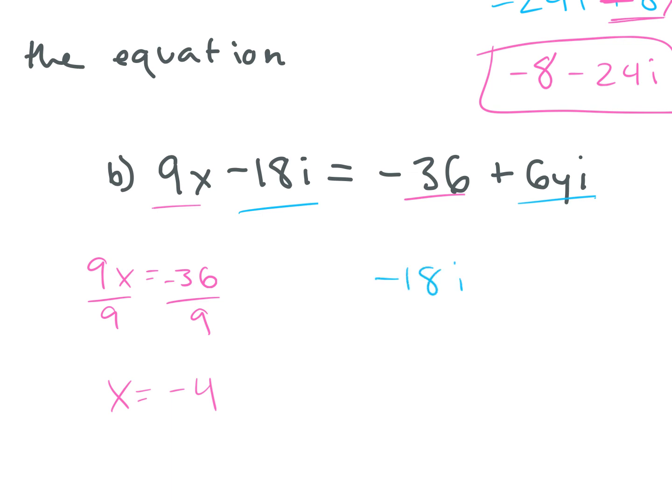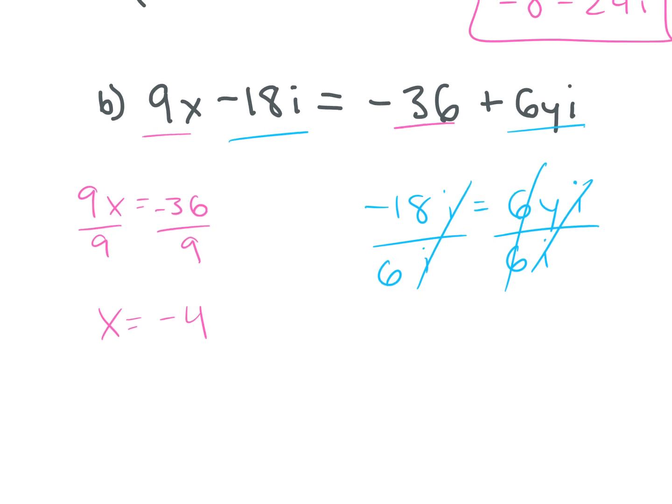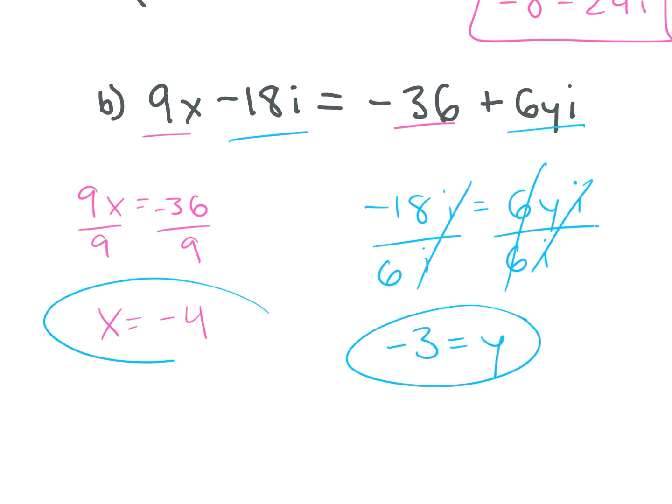How would I find y? Set the imaginary parts equal to each other. Divide by i. So the i's cancel. What else can I divide by? 6. So that way the 6 cancels too. And what is negative 18 divided by 6? Negative 3. So negative 3 is equal to y. So there's our two answers for that one.